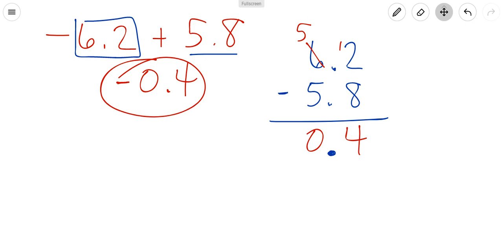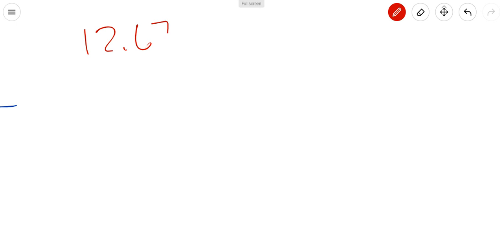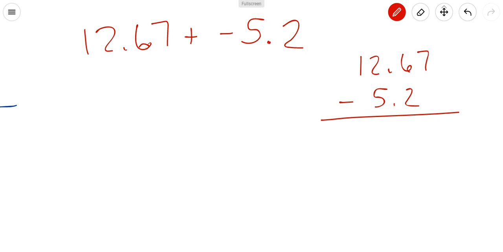Let's try another problem. Let's try this time 12.67 plus negative 5.2. Again, different signs, so I need to actually solve a subtraction problem. So I have 12.67. I'm going to subtract from that 5.2. Remember, I need to line up my decimal points. Notice how the decimal points are lined up. It's okay that there's nothing under the 1 and nothing under the 7. I can put zeros there if I need to.